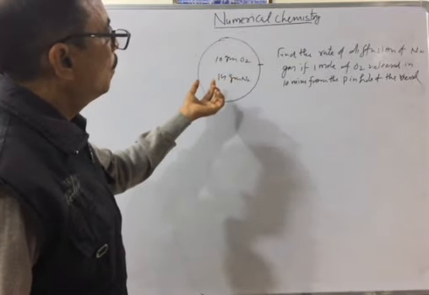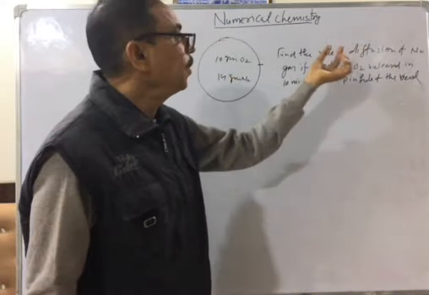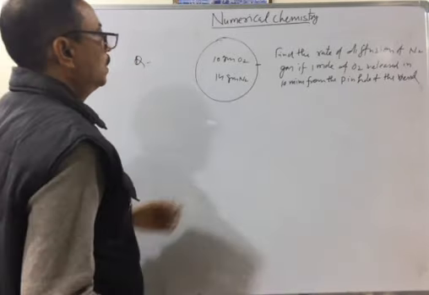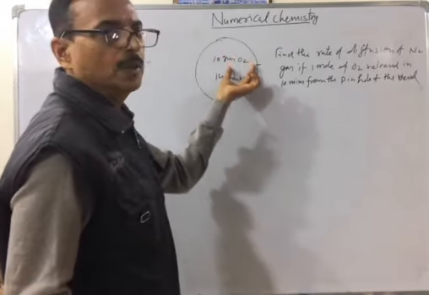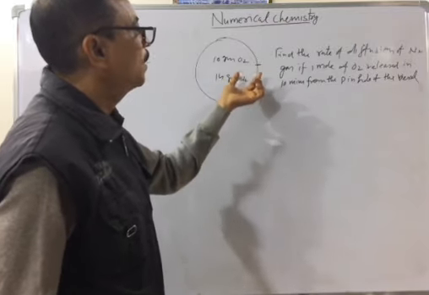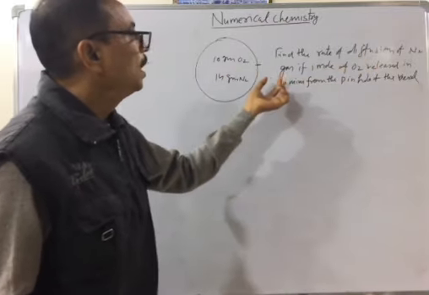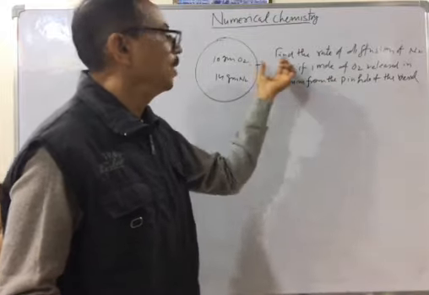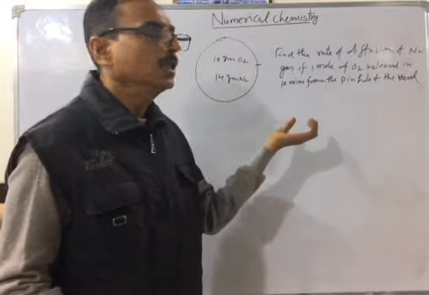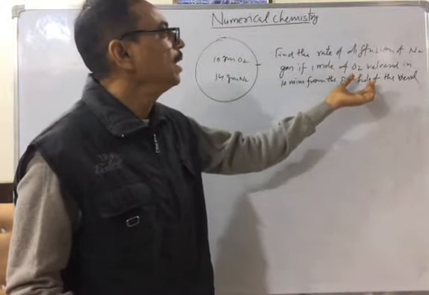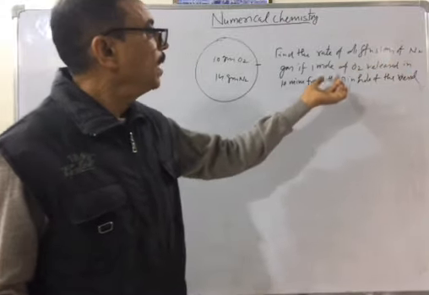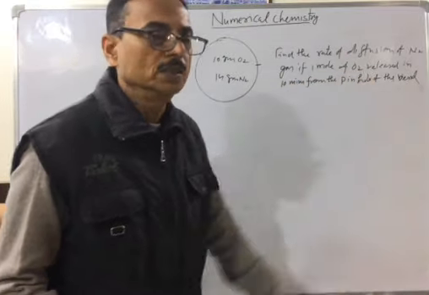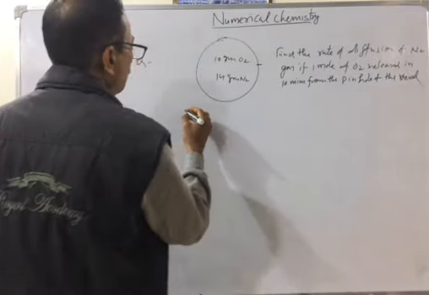Here, you have to find the rate of diffusion of nitrogen. In a container, 10 gram of oxygen and 40 gram of nitrogen are placed. Find the rate of diffusion of nitrogen if 1 mole of oxygen is released in 10 minutes from a pinhole. In some cases, the rate of diffusion of oxygen is given, then find the nitrogen. But here, the quantity is given, 1 mole, so how many moles of nitrogen? So let us see.